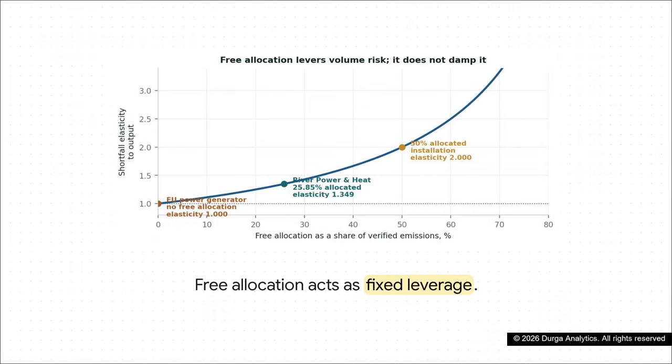Look at our reference installation, River Power and Heat. They have a 25.85% free allocation. Because of that fixed offset, a 1% rise in their power output actually moves their compliance obligation by 1.35%. Think about that. The more free allocation you have, the more violently your remaining shortfall swings when output changes.